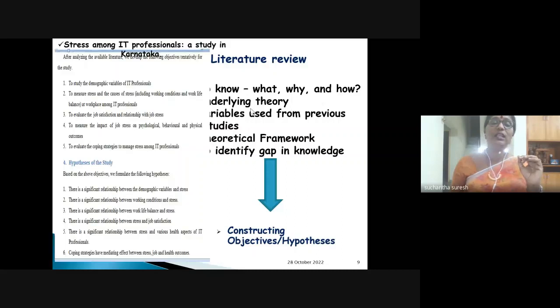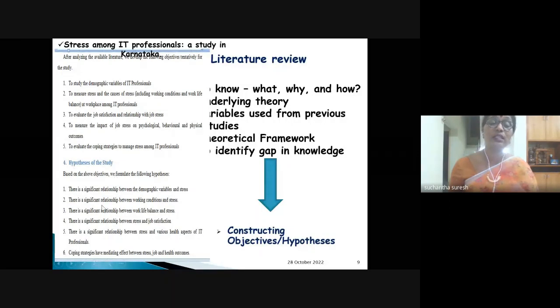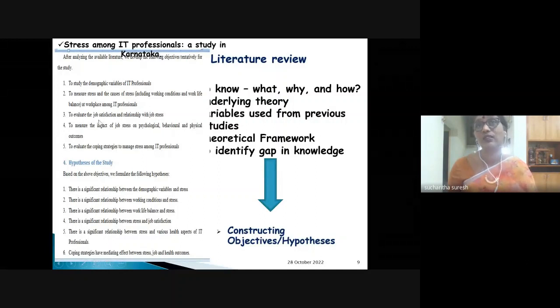Now see here, stress among IT professionals, when you are talking about a study in Karnataka. These are the objectives. Hypotheses are also there, but so many objectives are not at all required for a paper. Take only one or two objectives and handle them very effectively and efficiently. That is enough. And then one or two hypotheses. For a thesis it is taken like that, but one or two objectives and one or two hypotheses are very good for a paper.